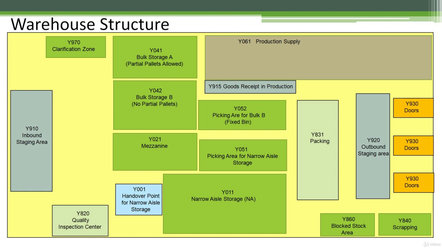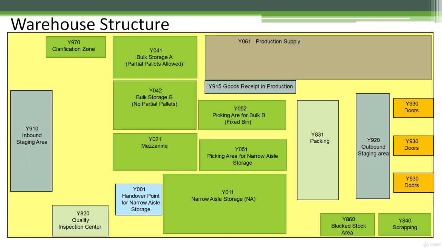Y011 into the production supply area. After the production is completed, we would receive the finished product into storage type Y915, which is the receiving staging area for production receipt. After receiving the finished product, we would then store them into the bulk storage, or we may also store them into the narrow aisle storage.